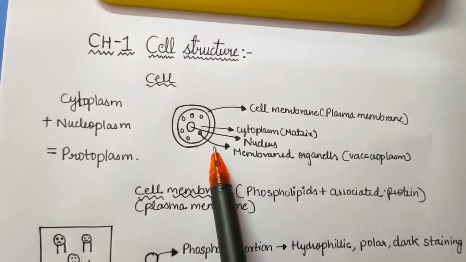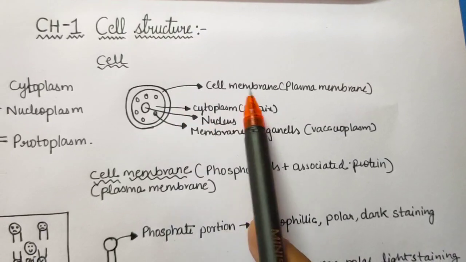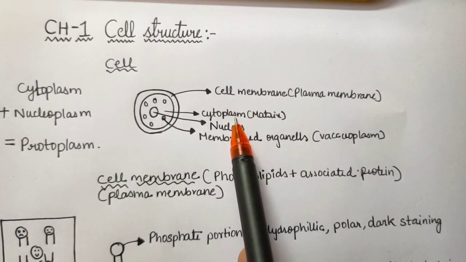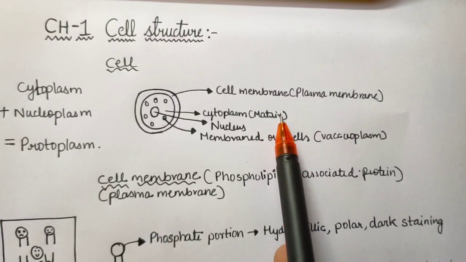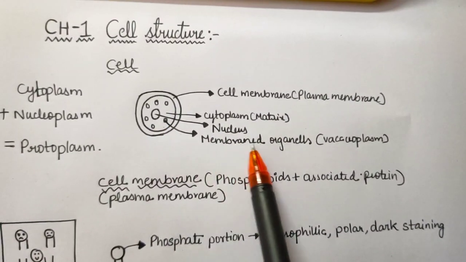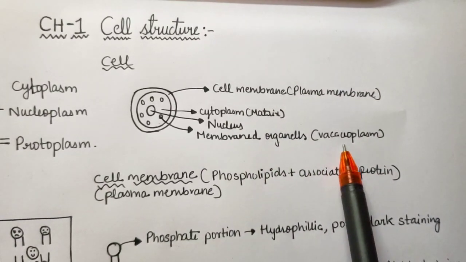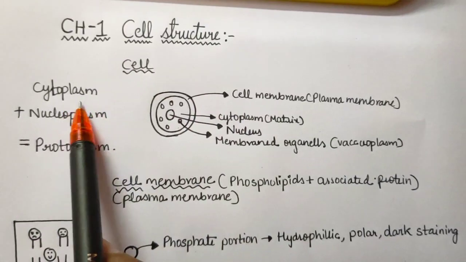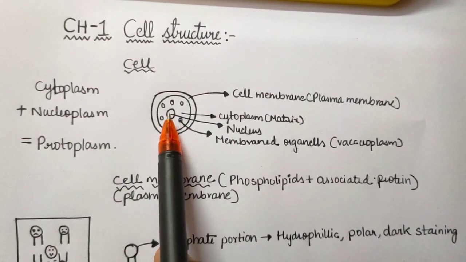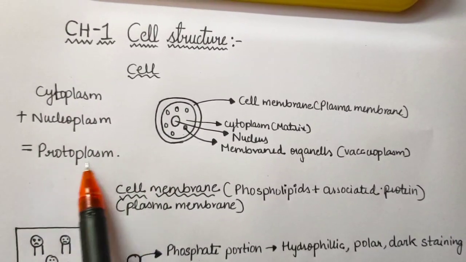Now, the cell. Here you can see the basic components of a cell are the cell membrane, also known as the plasma membrane, then the cytoplasm, which contains a fluid-like matrix substance, and the nucleus, and here we have membrane-bounded organelles. They're also known as vacuoplasm. Inside the nucleus we have nucleoplasm, so cytoplasm plus nucleoplasm is also known as protoplasm.